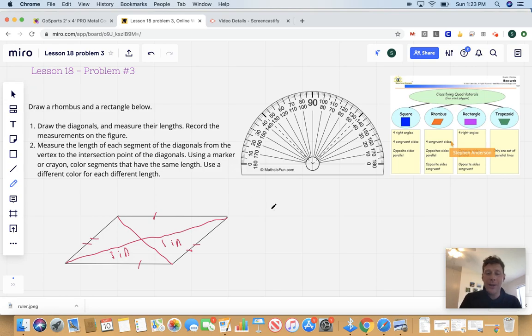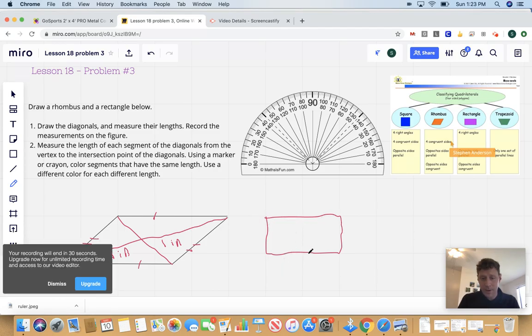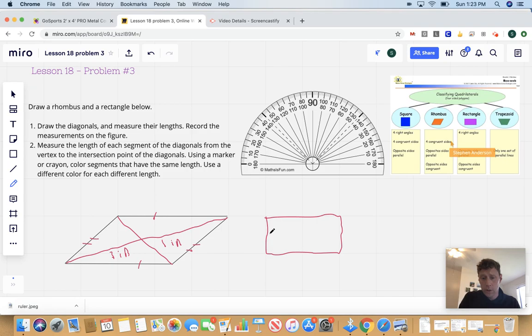Now you're going to do the exact same thing for a rectangle. Remember, your rectangle is going to have four right angles and two sets of parallel lines. This side and this side are parallel. This side and this side are parallel. You've got your right angles in here, your right angles in here. And now you will split it from vertex to vertex, and you will measure.